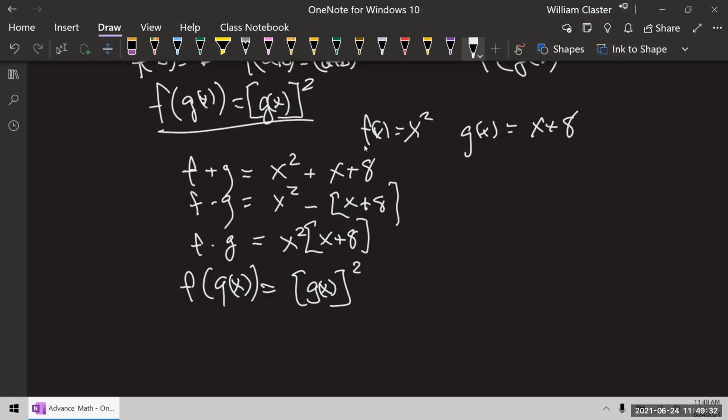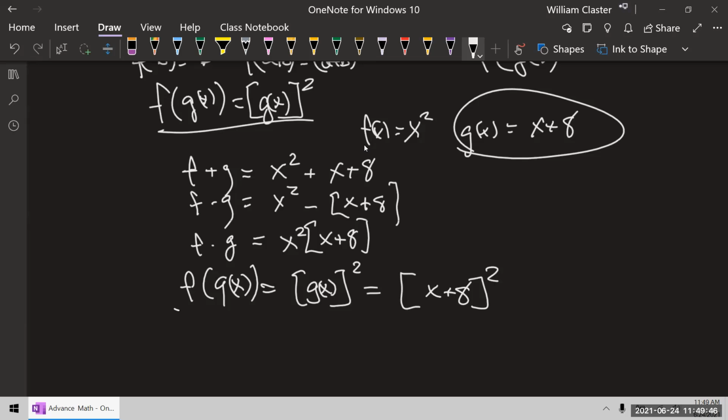Now, what is g, though? g is x plus 8. So we should square g. And what is g? x plus 8, squared. So what is f of g of x? It's this. It means you put g into f.